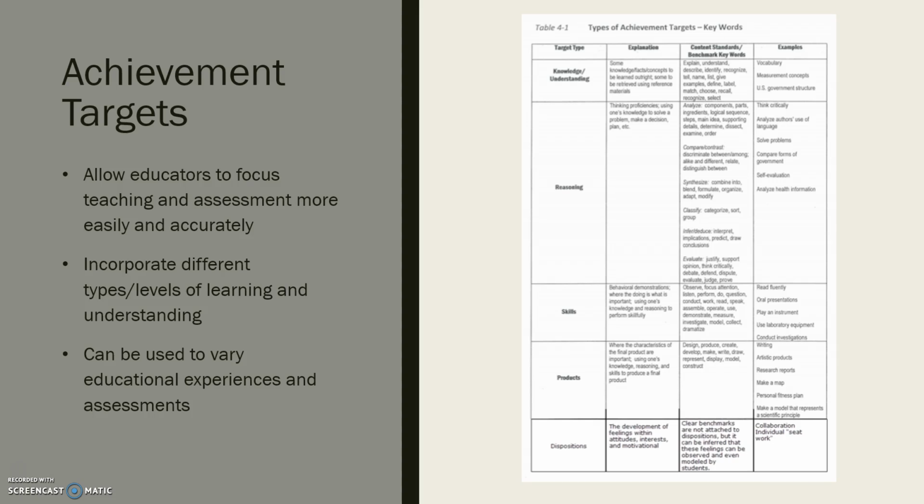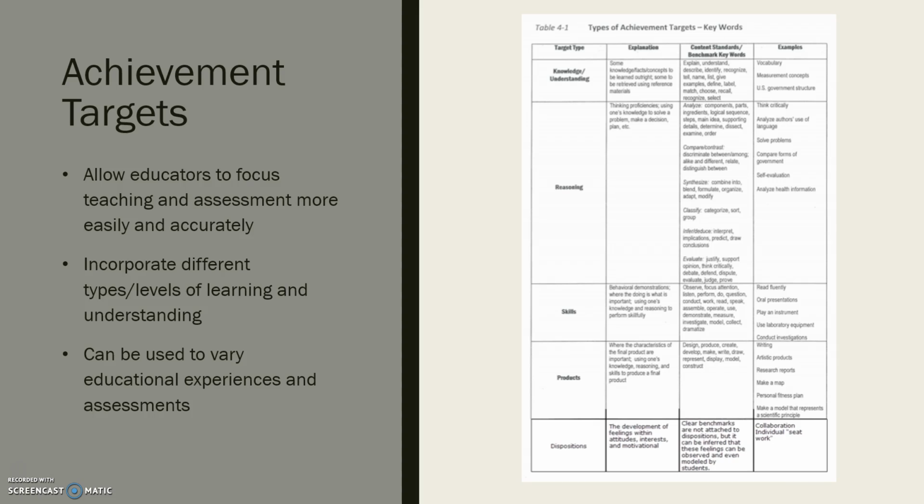Reasoning involves thinking proficiencies, using one's knowledge to solve a problem, make a decision, etc. Skills, being able to do behavioral demonstrations or doing what is important, using one's knowledge and reasoning to perform skillfully. Products involves being able to create a product based on all the learning that has been accomplished in a certain unit, whereas dispositions is about development of feelings within attitudes, interests, and motivation, particularly pertaining to the content material.